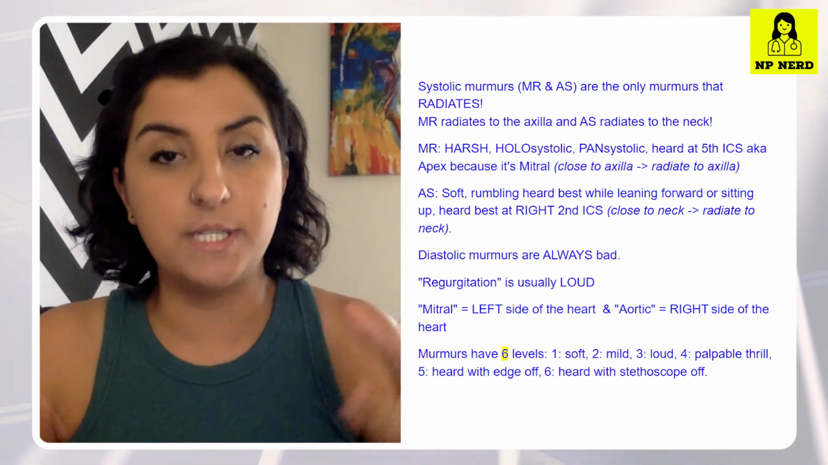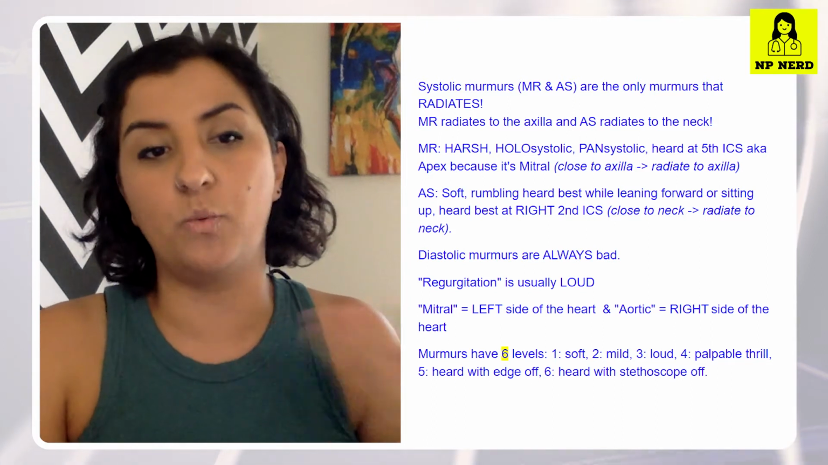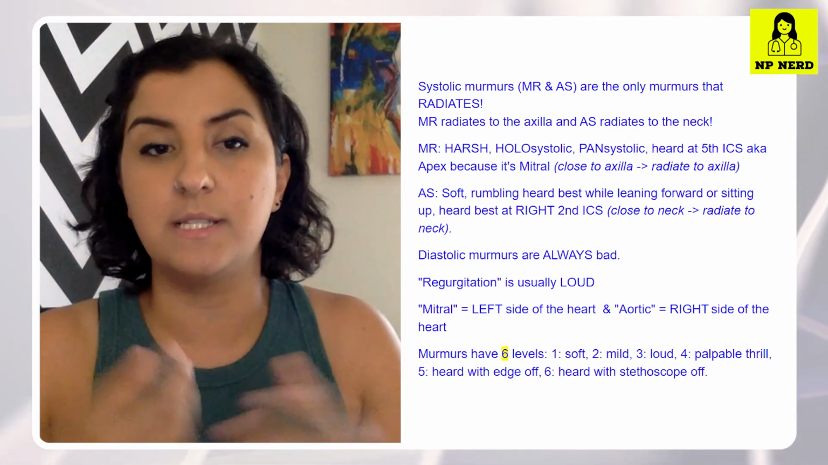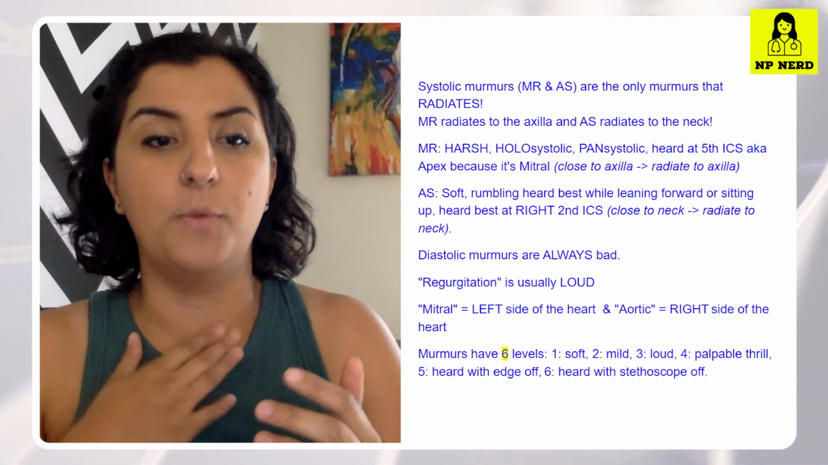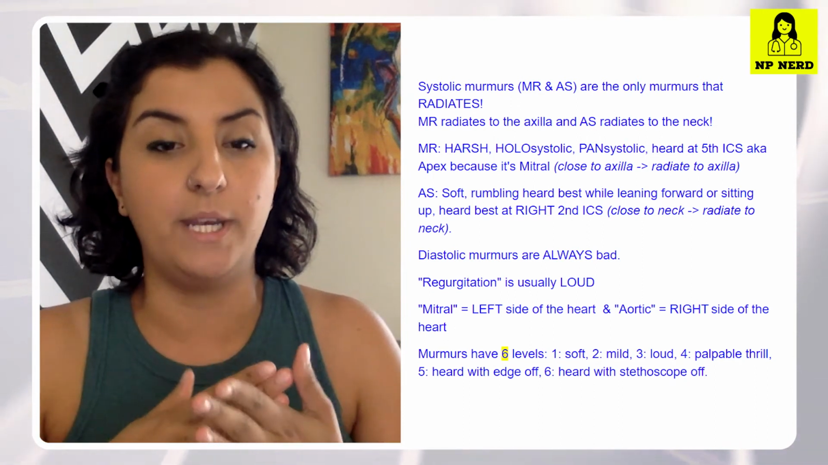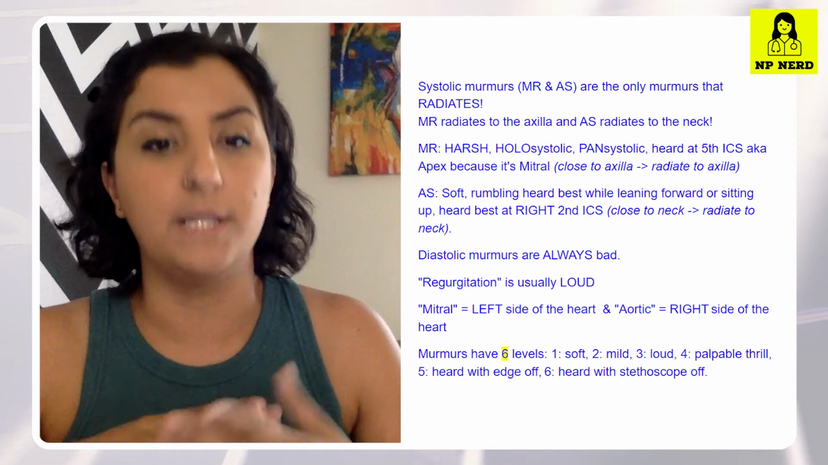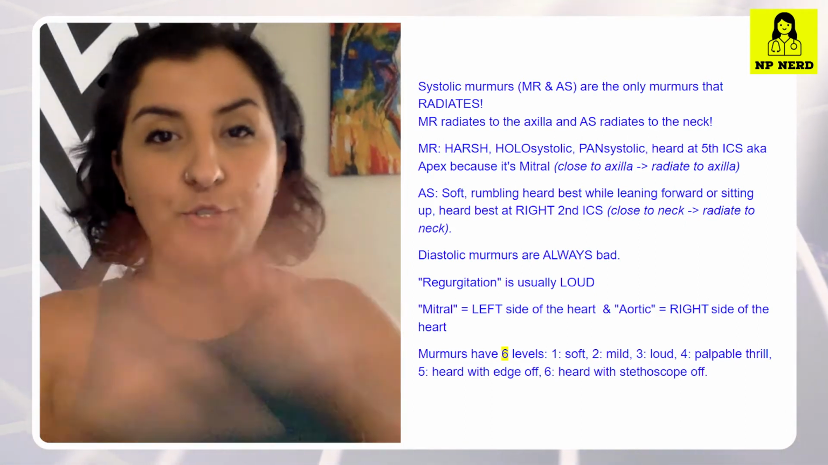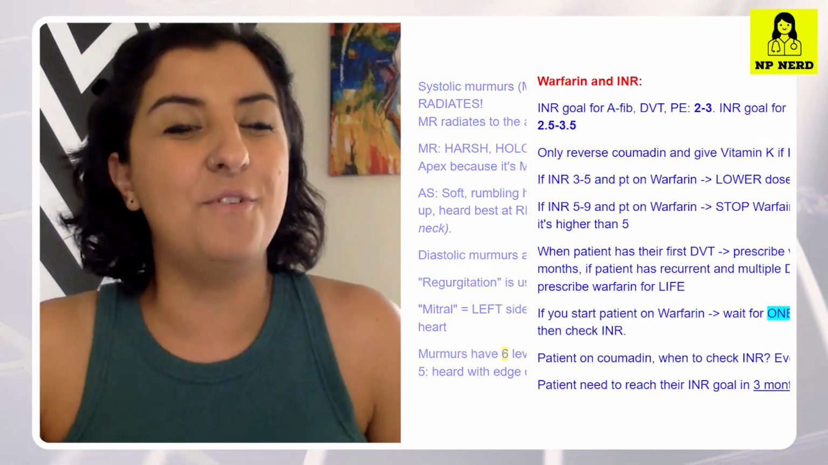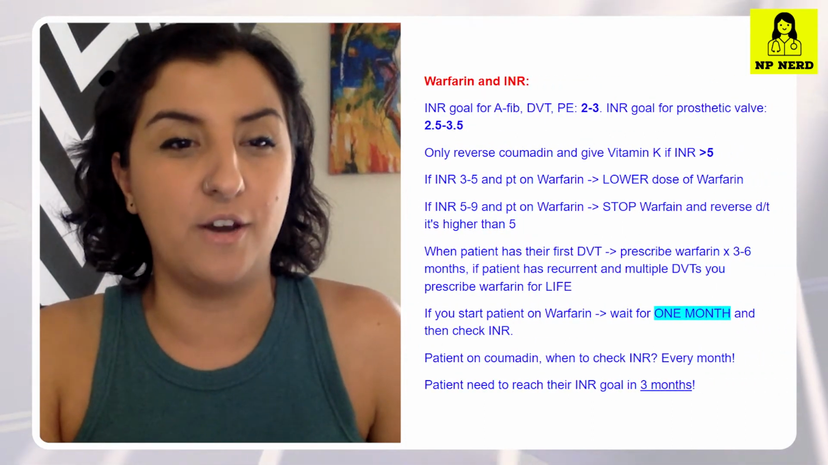Okay, so these are your 6 levels of murmur. Remember these words because they might pop up on the test telling you, oh, what level is this murmur when it has a palpable thrill? Well, it's level 4. Stuff like that. That's it with murmurs. We're done with murmurs. Okay, moving along to warfarin and INR.